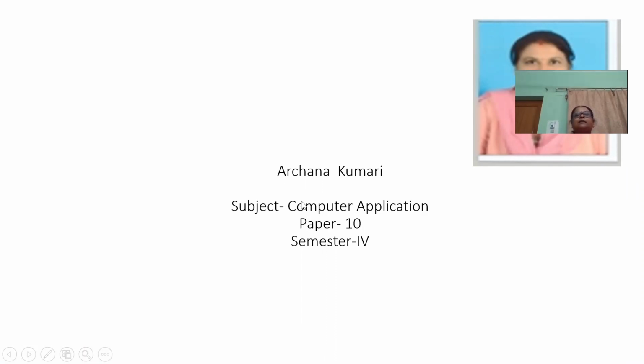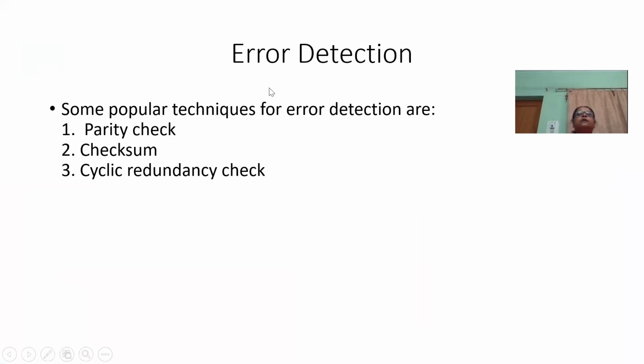Today's topic is cyclic redundancy code. This comes under the topic of error detection. Some popular techniques of error detection are parity check, checksum, and cyclic redundancy check.